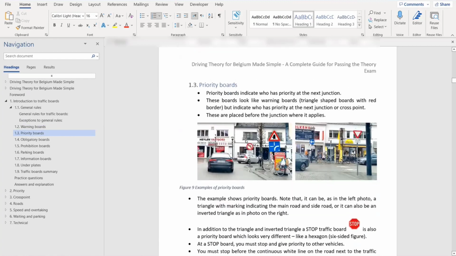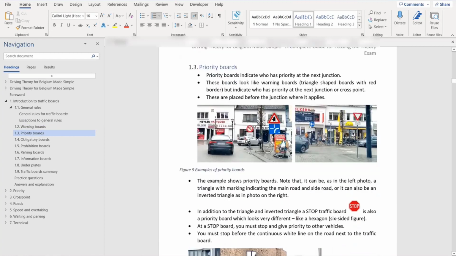Let's move on. Those are warning boards. Remember, triangle boards with red border. Now let's go to priority boards. Priority boards indicate who has priority at the next junction or next cross point or next crossroads. So these are all the common terms.